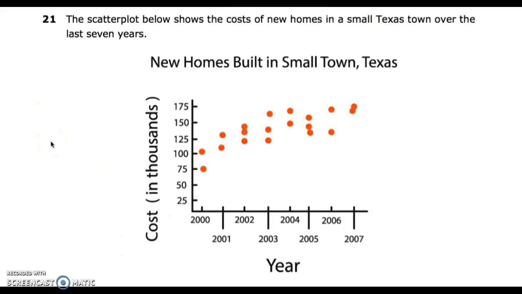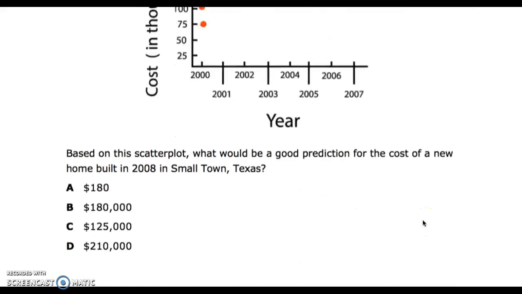21. The scatter plot below shows the cost of new homes in a small Texas town over the last 7 years. New homes built in small town Texas. This is the cost in thousands, and this is the year. Based on this scatter plot, what would be a good prediction for the cost of a new home built in 2008 in small town Texas? And then there's your choices.